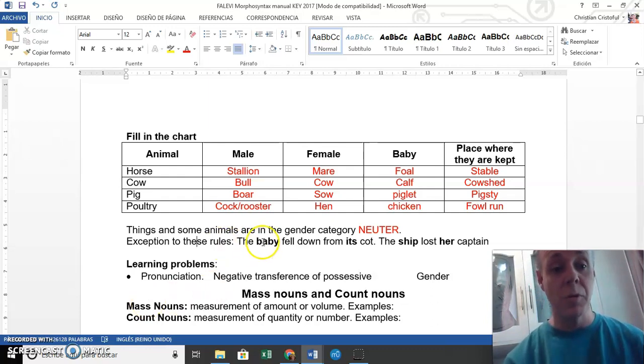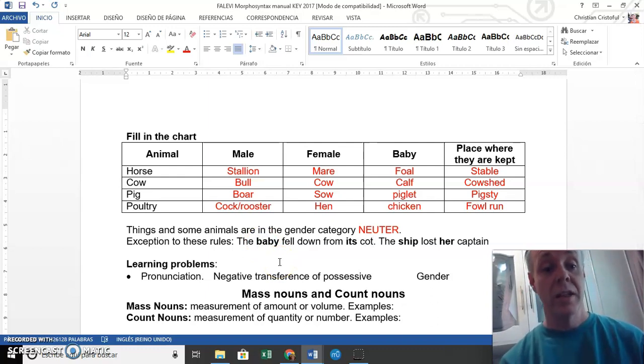These rules. For example, baby. Baby is supposed to be he or she, but it's actually it. Look at this sentence. The baby fell down from its cot. And ship. A ship must be it, but it's a female. The ship lost her captain. Even spaceships, like in Star Trek or in Star Wars, they are she.